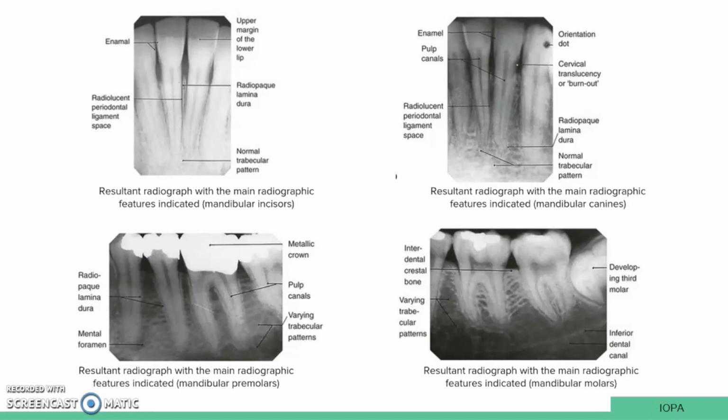Next, these are also some examples of the resultant IOPA radiographs, but in the mandibular arch. So the first picture shows the mandibular incisors, the second shows the main radiographic features in the canines, the third in the mandibular premolars, and the fourth in the mandibular molars. As you can see, the radiographs here are labeled, which shows how IOPA helps to identify important structures and landmarks in a tooth and also helps in identifying the pathologies in a tooth as explained earlier.